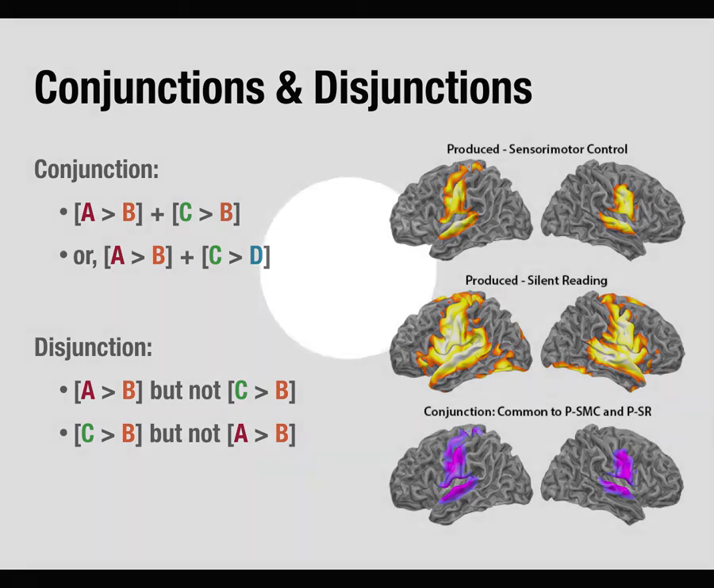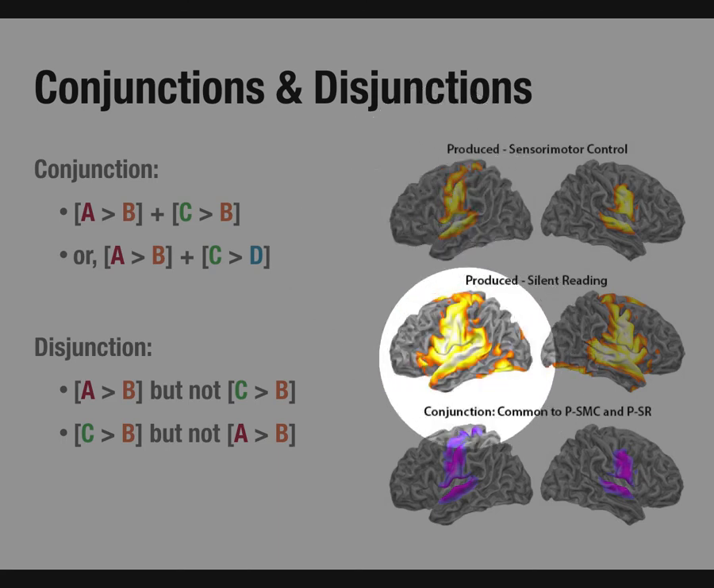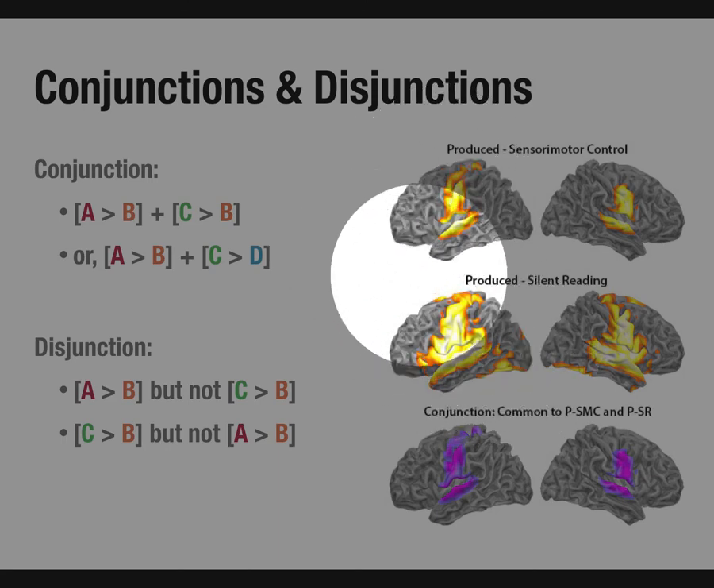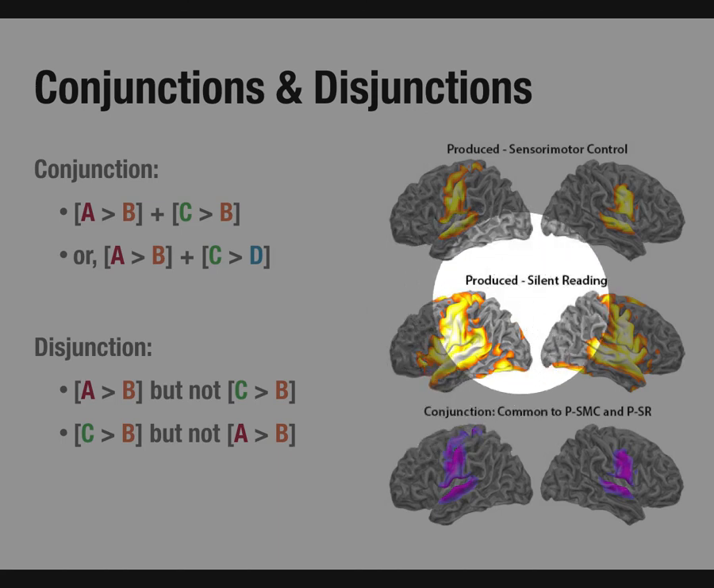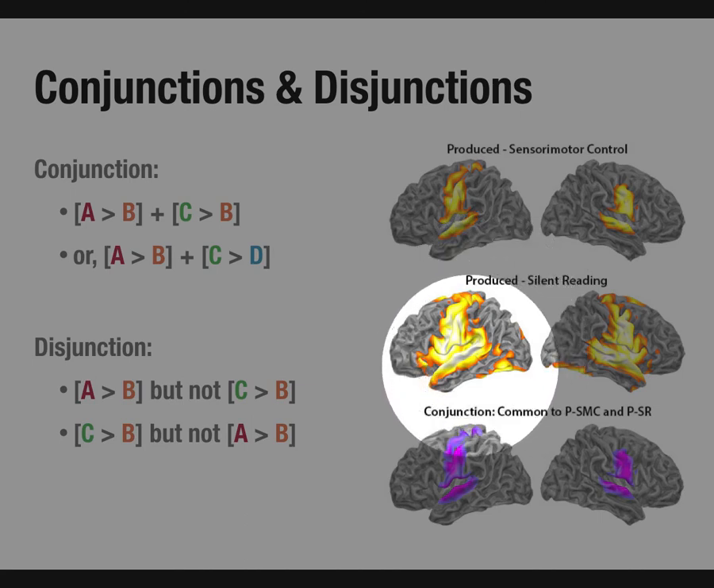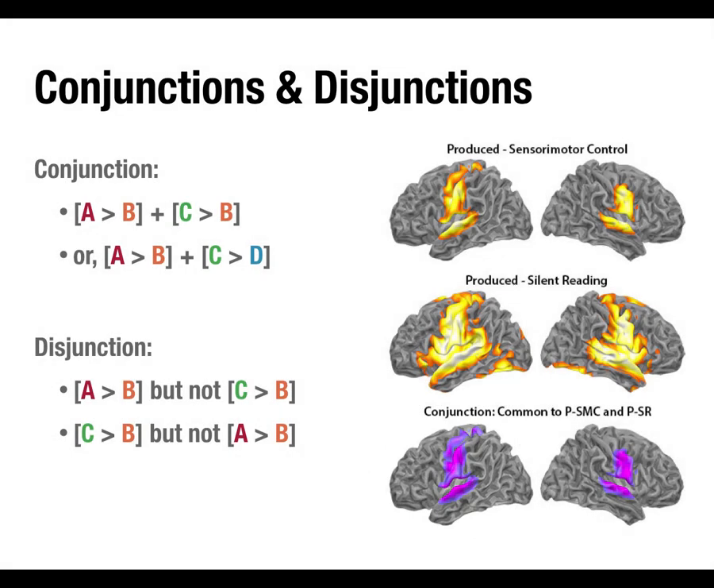So here we've got the contrast of produced versus that sensory motor control, which isolates certain brain areas, motor and auditory areas. Produced versus silent reading has overlap but is much more extensive, which makes sense because here we're not controlling for either hearing your own voice or the motor aspect of producing speech. And so the conjunction analysis here shows us what's common to the production condition relative to both of those control conditions. So it helps isolate what's unique to that one condition by controlling in different ways.